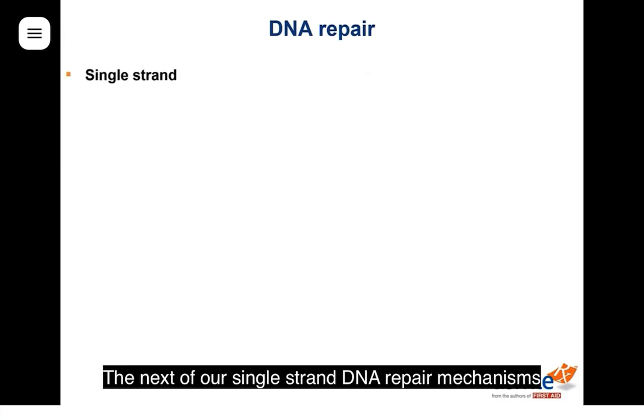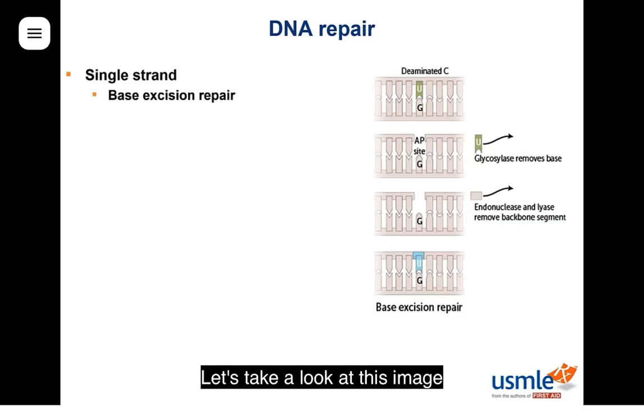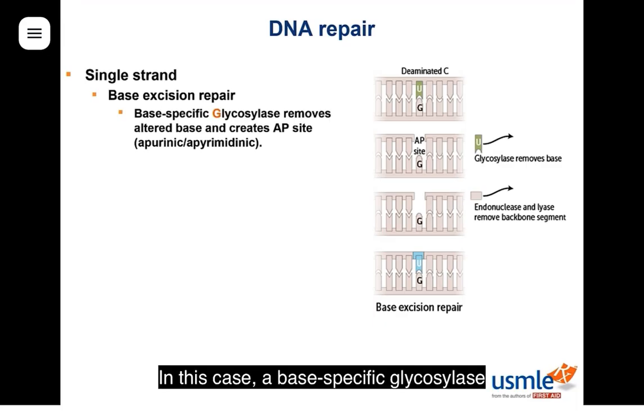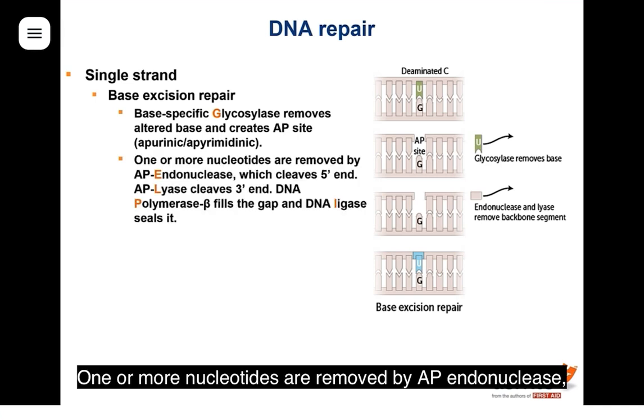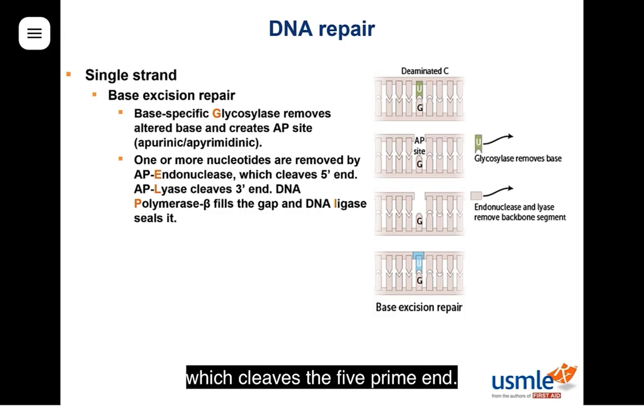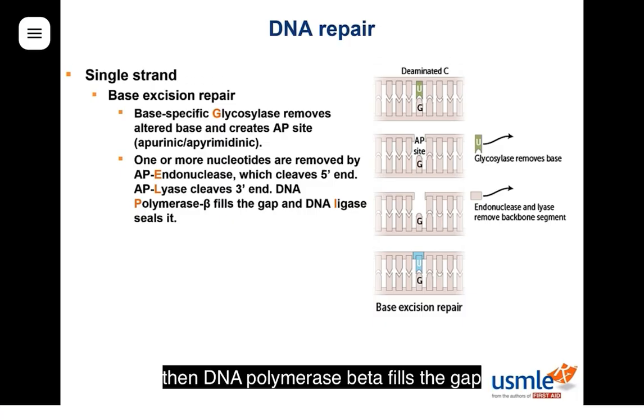The next of our single-strand DNA repair mechanisms is base excision repair. Let's take a look at this image where it seems one base has deaminated. In this case, a base-specific glycosylase removes the altered base and creates an AP site, which stands for apurinic or apyrimidic, depending on the base. One or more nucleotides are removed by AP endonuclease, which cleaves the 5' end. Then AP lyase cleaves the 3' end. Then DNA polymerase beta fills the gap and DNA ligase seals it.